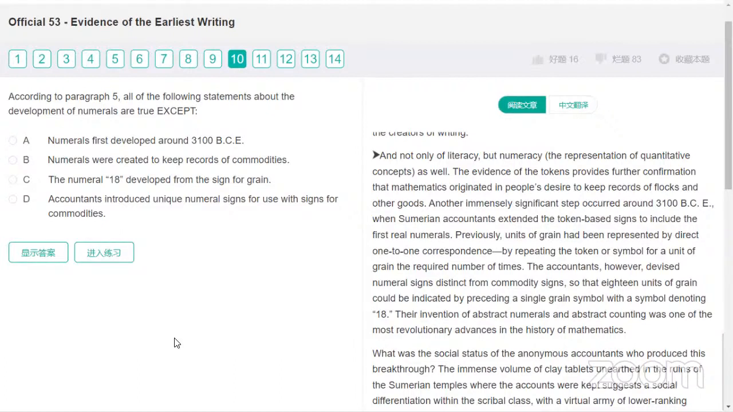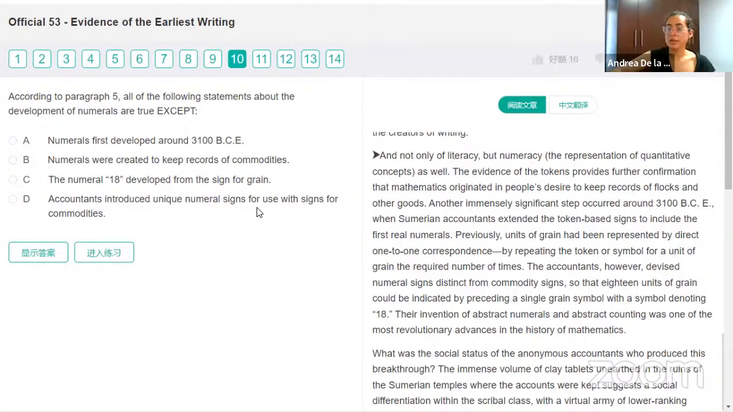D. B, numerals were created to keep records of commodities. No, D. The accountants introduced unique numeral signs for use with signs for commodities. Okay, let's see. So we look for all the information that we can collect about the development of numerals. So we search for the keyword numerals, numerals here. And we start reading in that sentence.